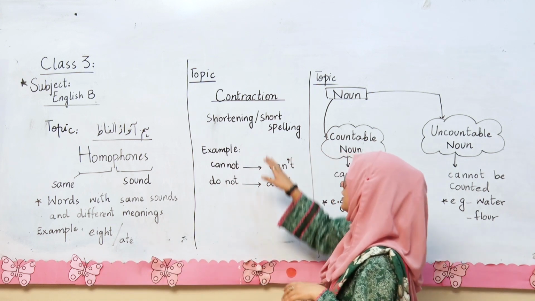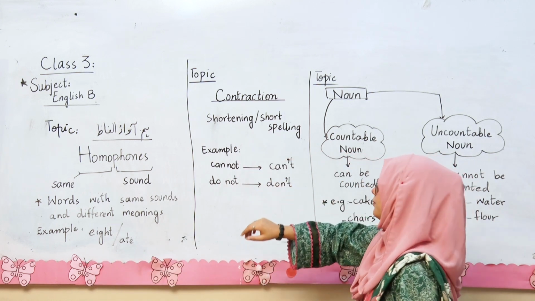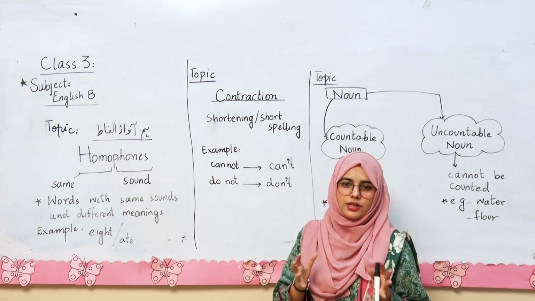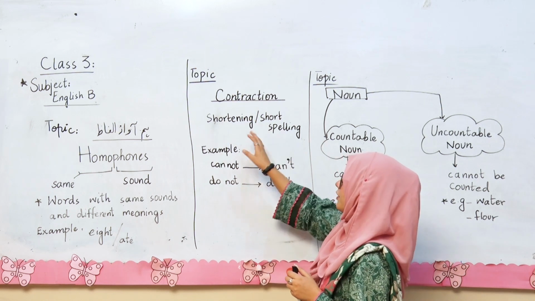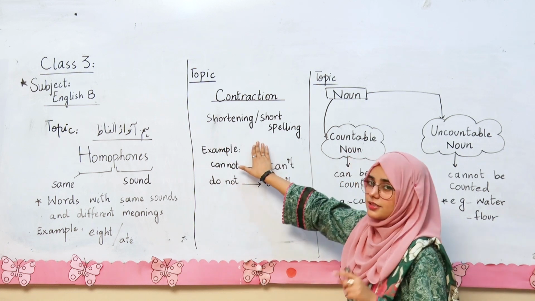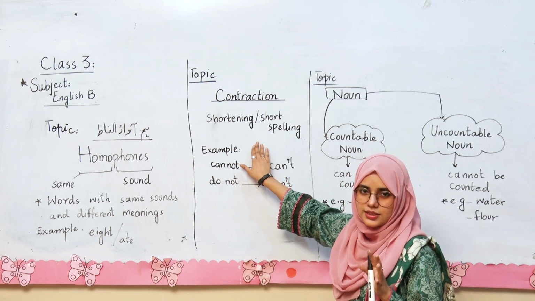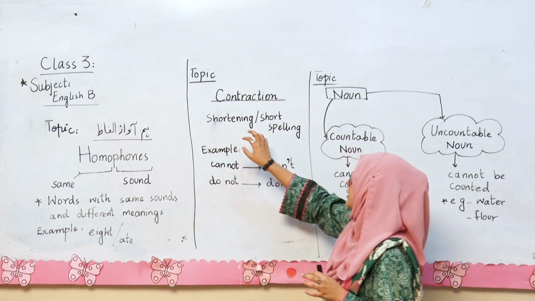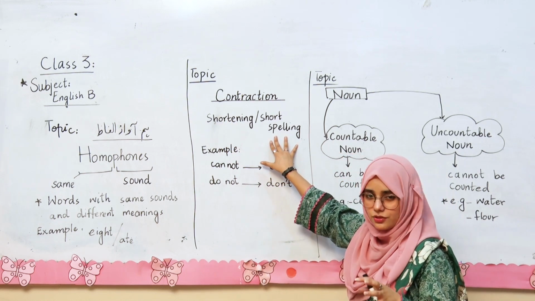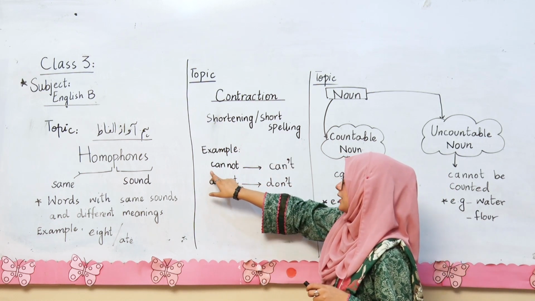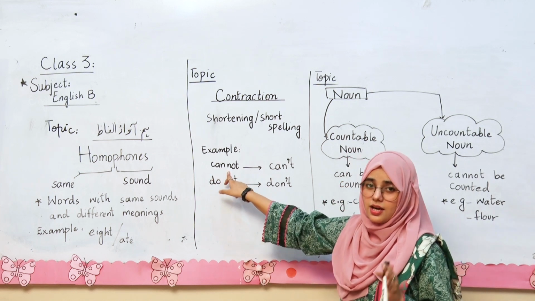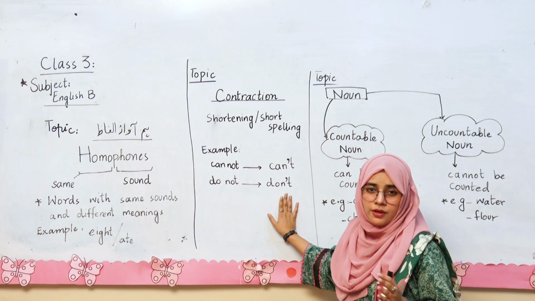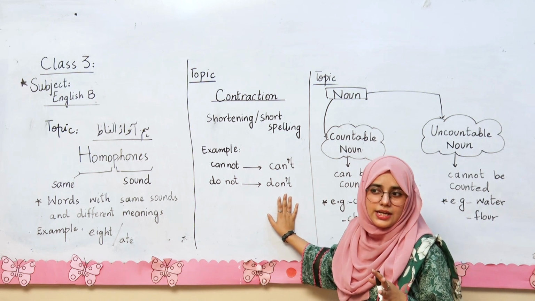Now moving on to the second topic, that is contraction. Contract means to shorten something, shorten a word, to shorten anything that you have been writing. One thing that you have to focus on is that it does not mean the short form. It means shortening of the words. Yani you have to write the short spellings of the word. Just like when you are saying cannot, you can also say can't. And when you say do not, you can also say don't. These are the words that are contracted.